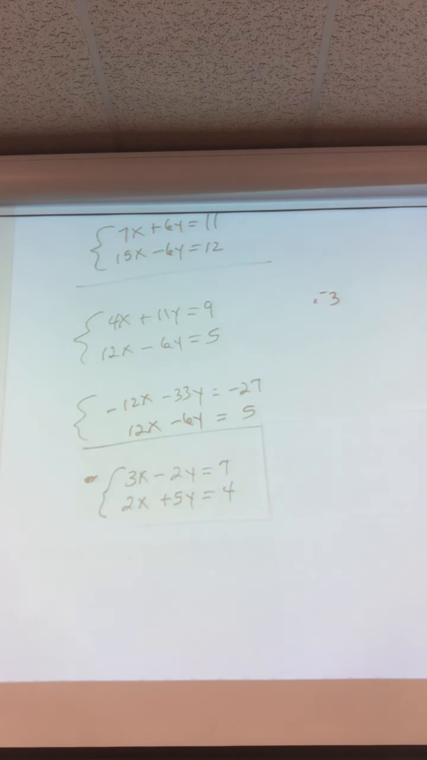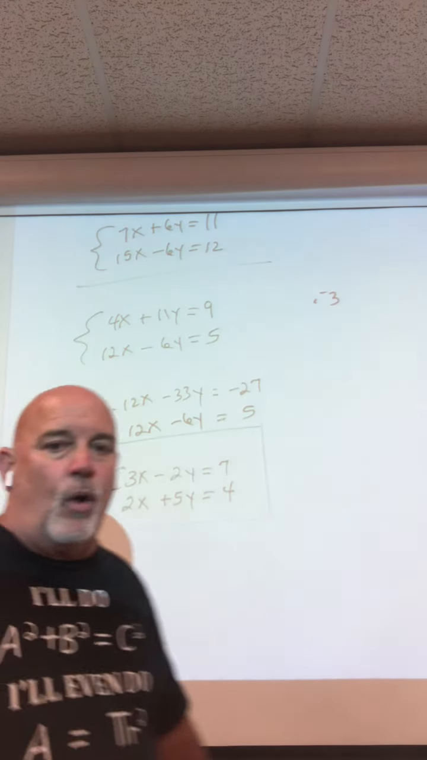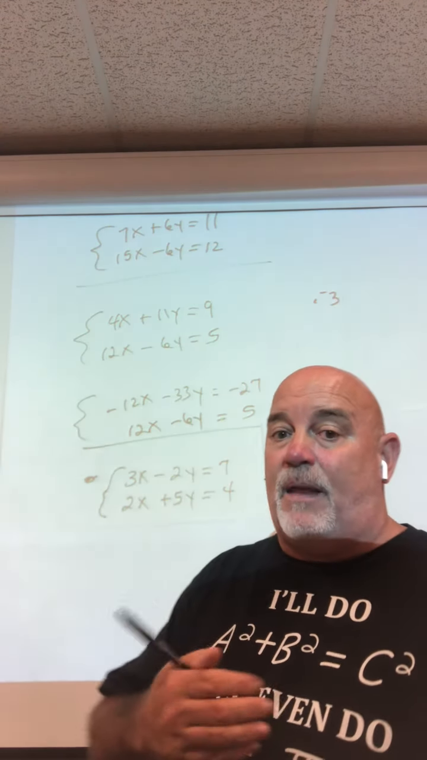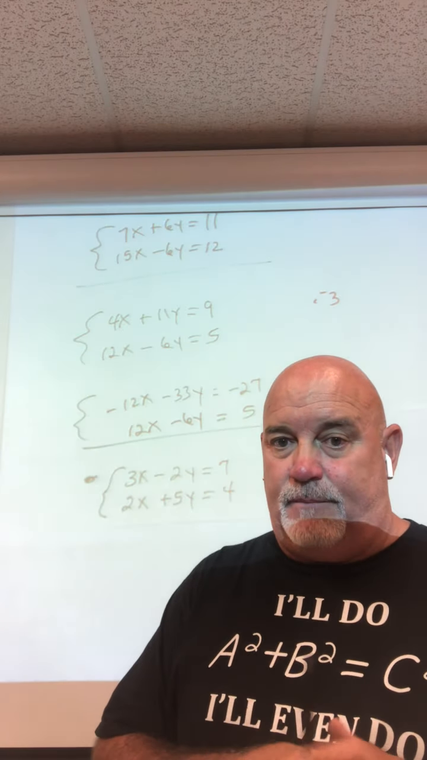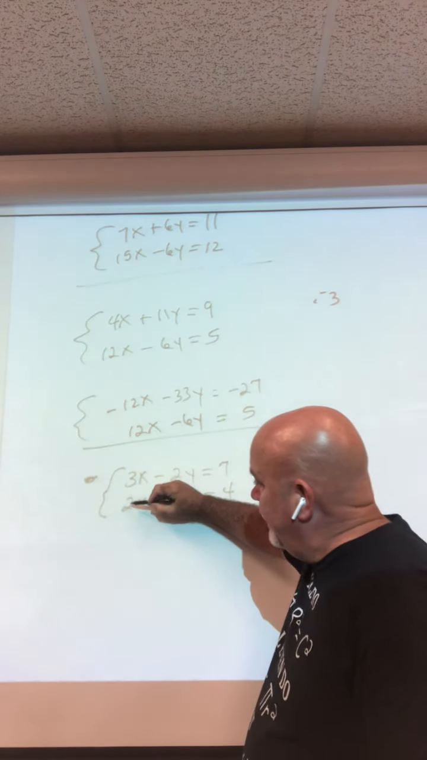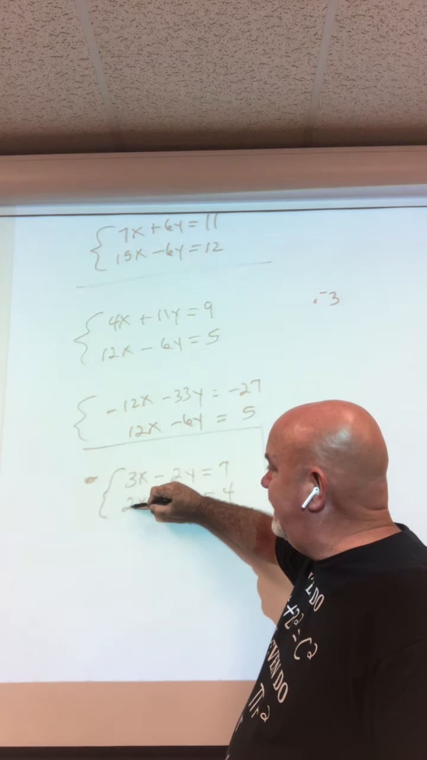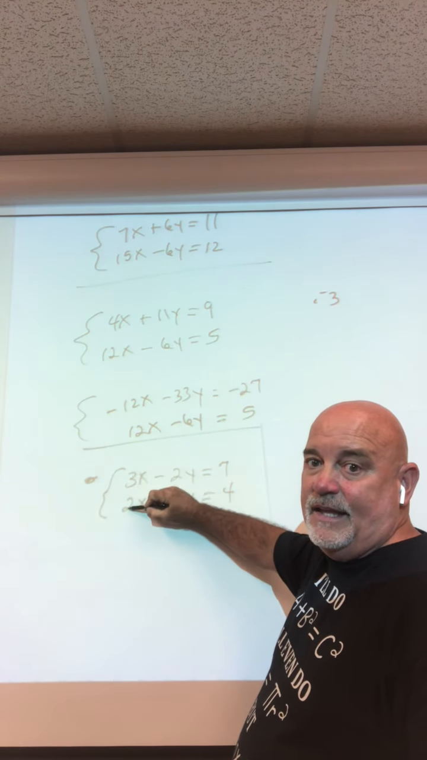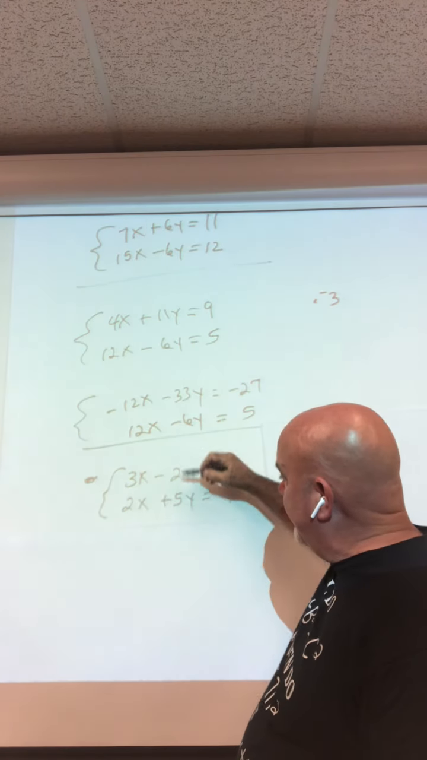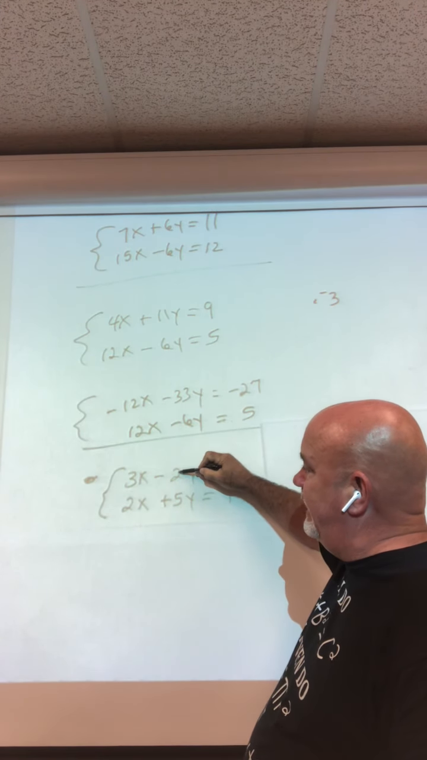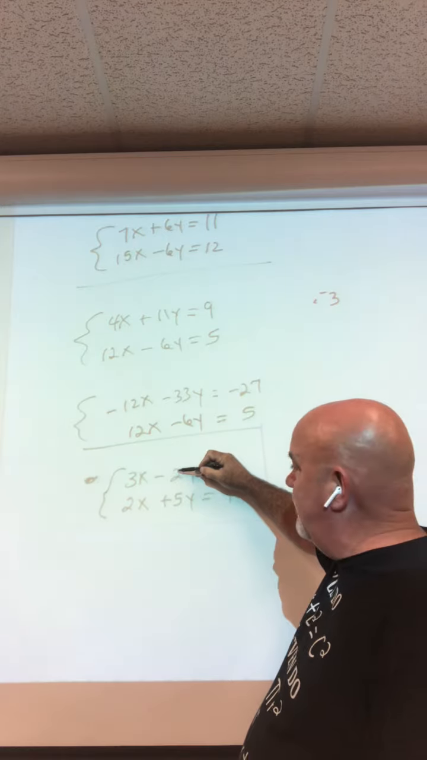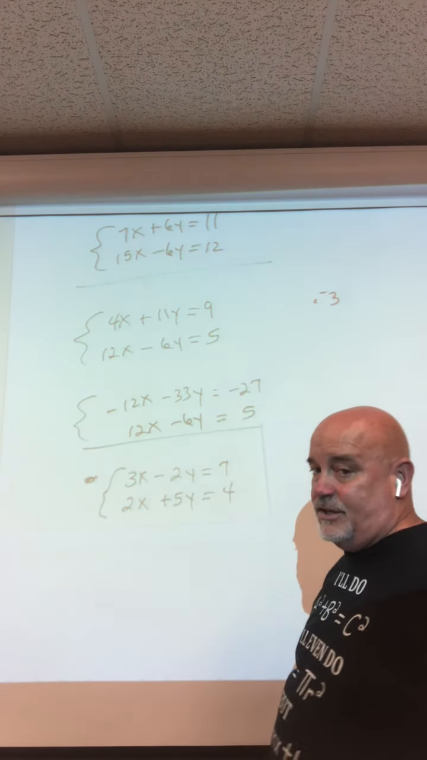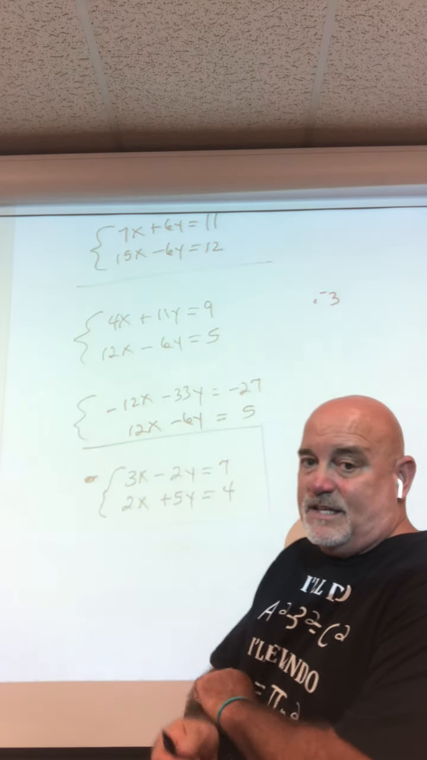Every now and then, you are going to run into a problem where you may have to multiply both equations by something. For instance, can you multiply 2 by anything to get 3? No. Can you multiply 3 by anything to get 2? No. Can you multiply 5 by anything to get 2? No. Can you multiply 2 by anything to get 5? No. So in this case, you're going to have to multiply both rows by something.